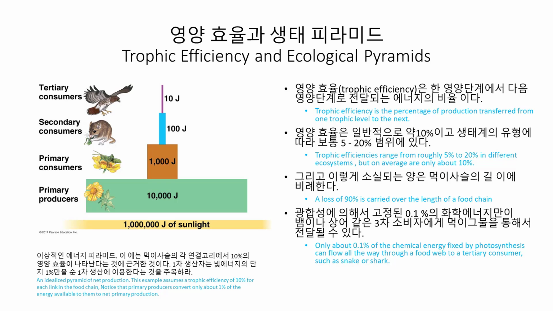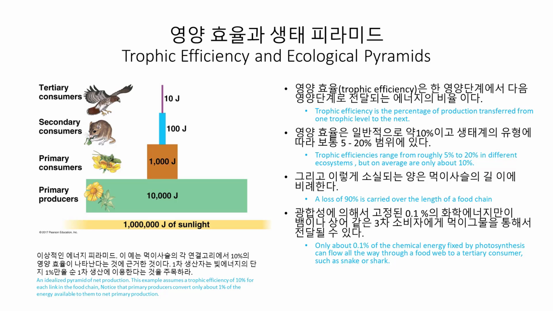So let's have a look at trophic efficiency and ecological pyramids. Trophic efficiency is the percentage of production transferred from one trophic level to the next. Trophic efficiencies must always be less than the production efficiencies because they take into account not only the energy lost through respiration and contained in feces, but also the energy in organic material in a lower trophic level that is not consumed by the next trophic level. Trophic efficiencies range from roughly 5 to 20% in different ecosystems, but on average are only about 10%. In other words, 90% of the energy available at one trophic level typically is not transferred to the next.